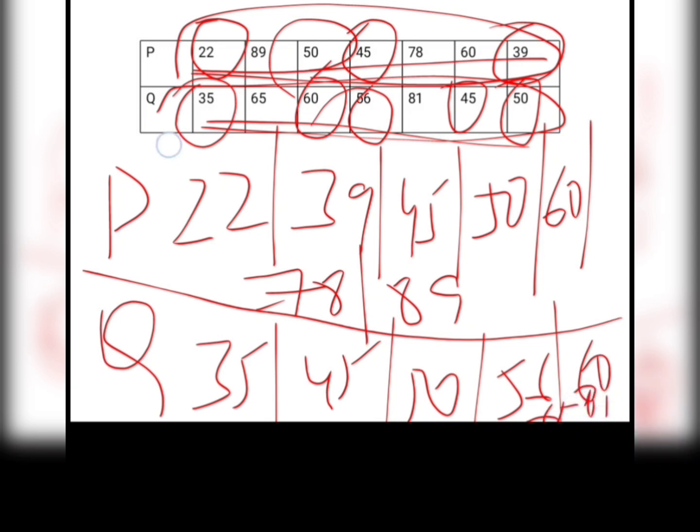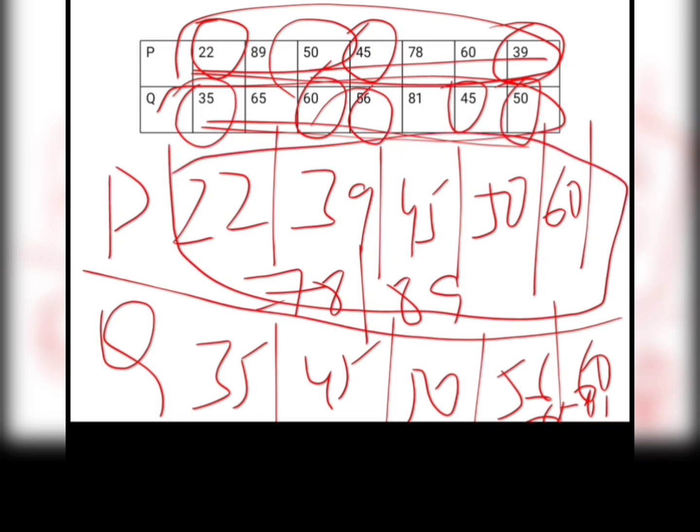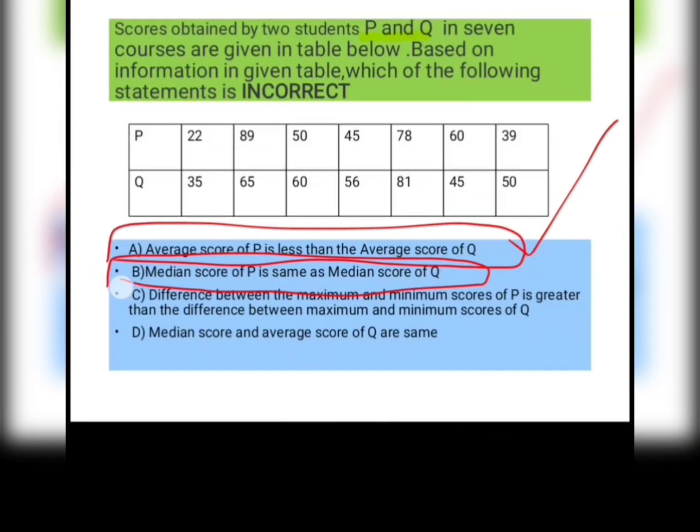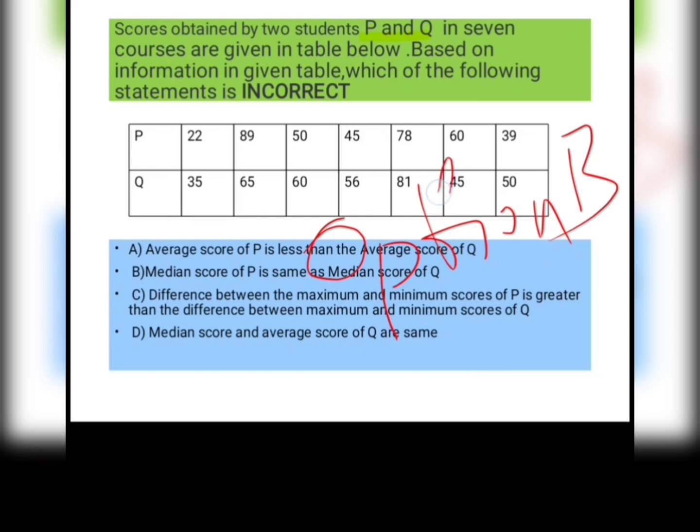The term which is in the middle of these 7 terms after arranging in ascending or descending order will be the median. Median of P is 50. When you arrange these 7 terms, the median of Q will be 56. So, median of P is less than median of Q. The sentence which is given, median score of P is the same as median score of Q, is wrong. Option B will be our answer, but let's check whether the other statements are right or wrong.